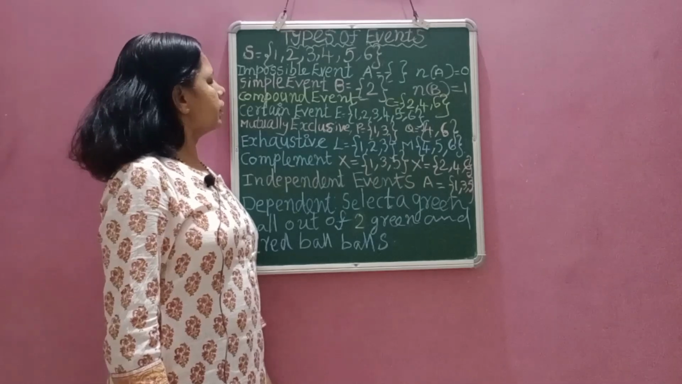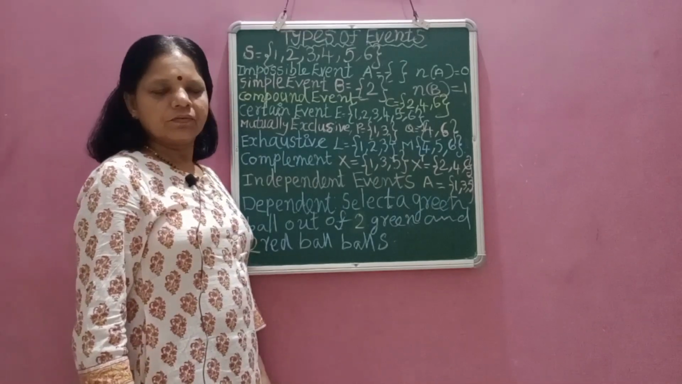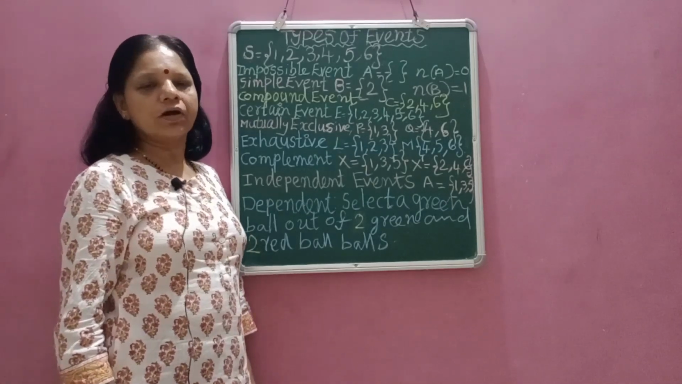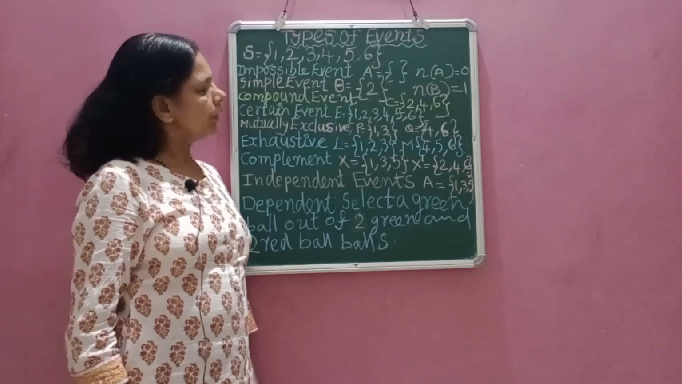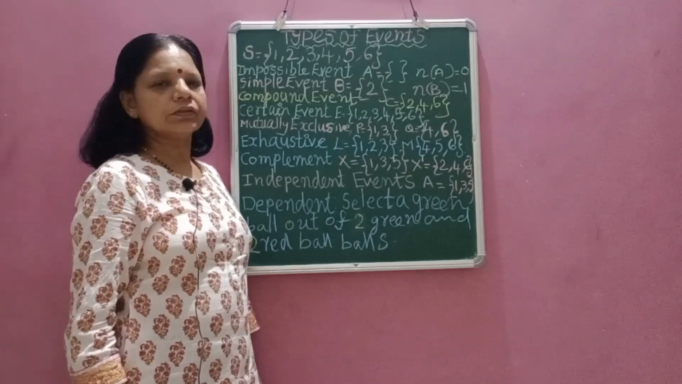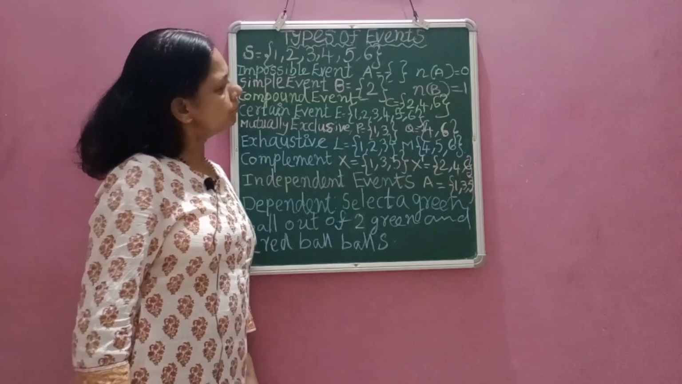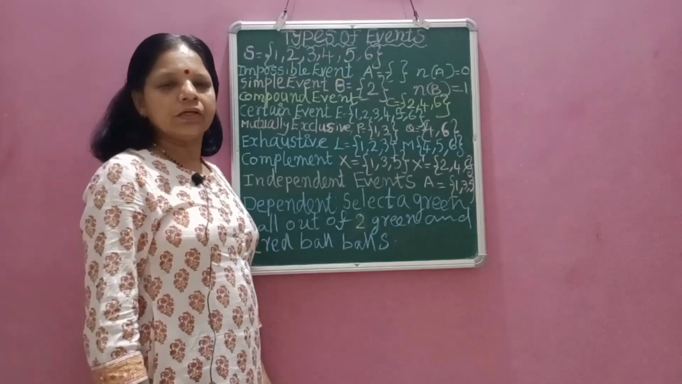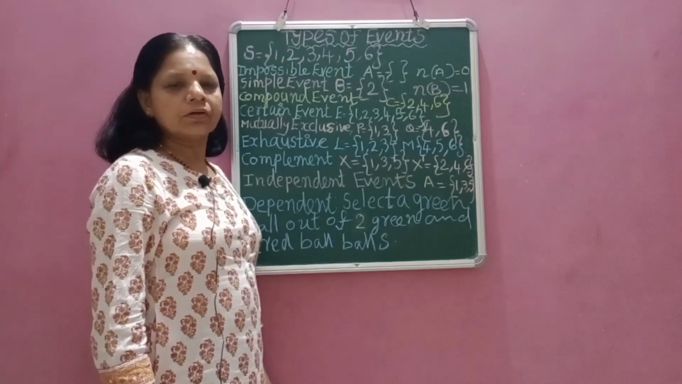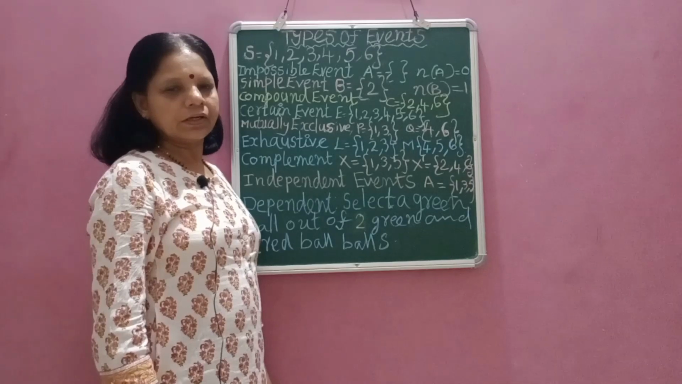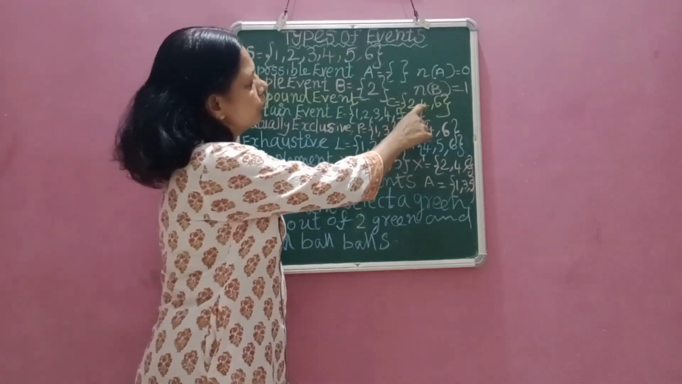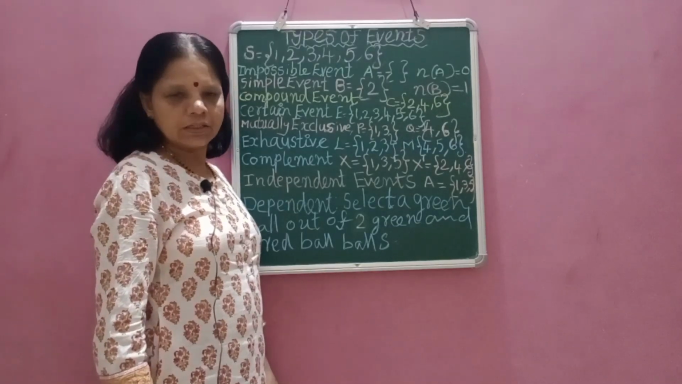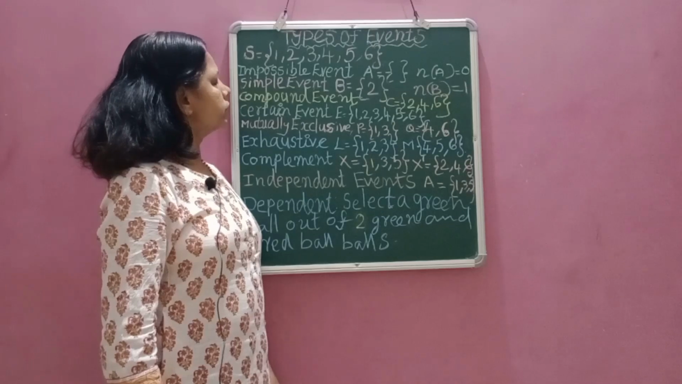Next one, compound event. When an event contains more than one sample point, then it is called compound event. Example, C is an event of obtaining even number on the face of the die. So 2, 4, 6. It contains how many sample points? 3. So it is a compound event.